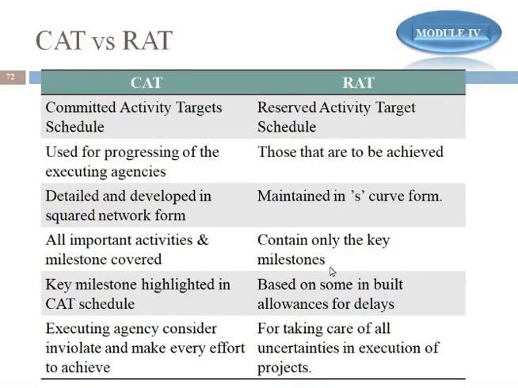Obviously, when you draw the graph, we have to mention and highlight the key milestones, based on some inbuilt allowances for the delays. The executing agency considers it inviolate and makes every effort to achieve it, taking care of all the uncertainties in the execution of the project. Now, what happens in the CAT?